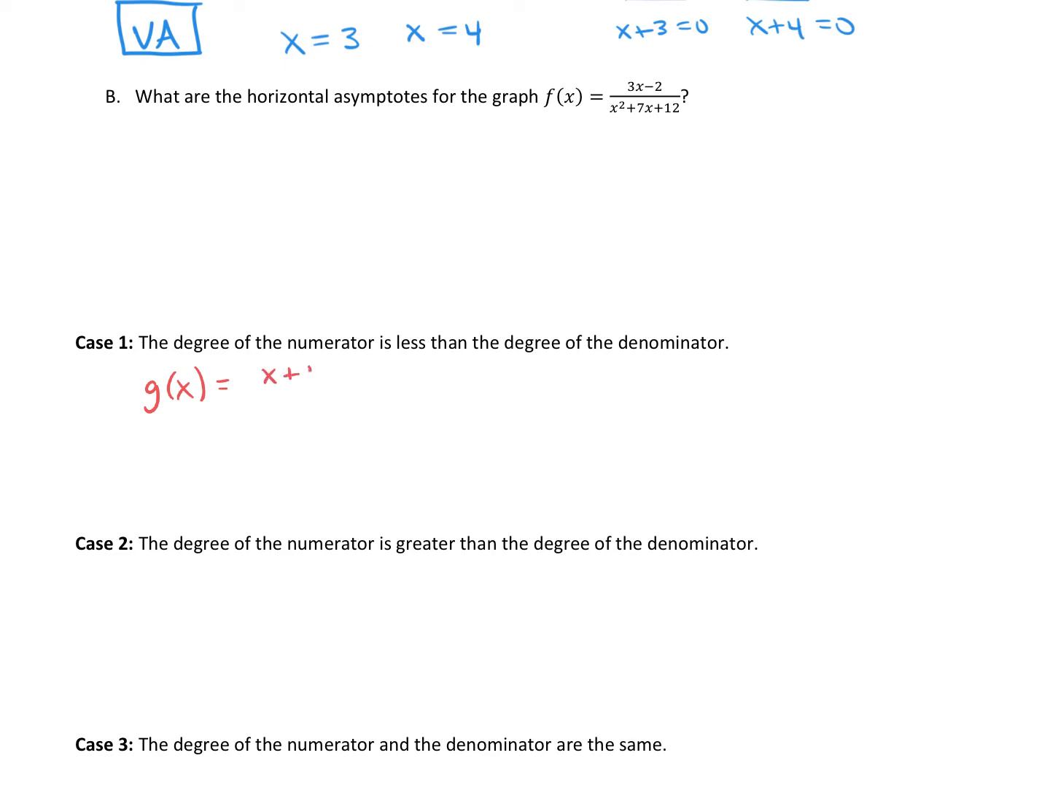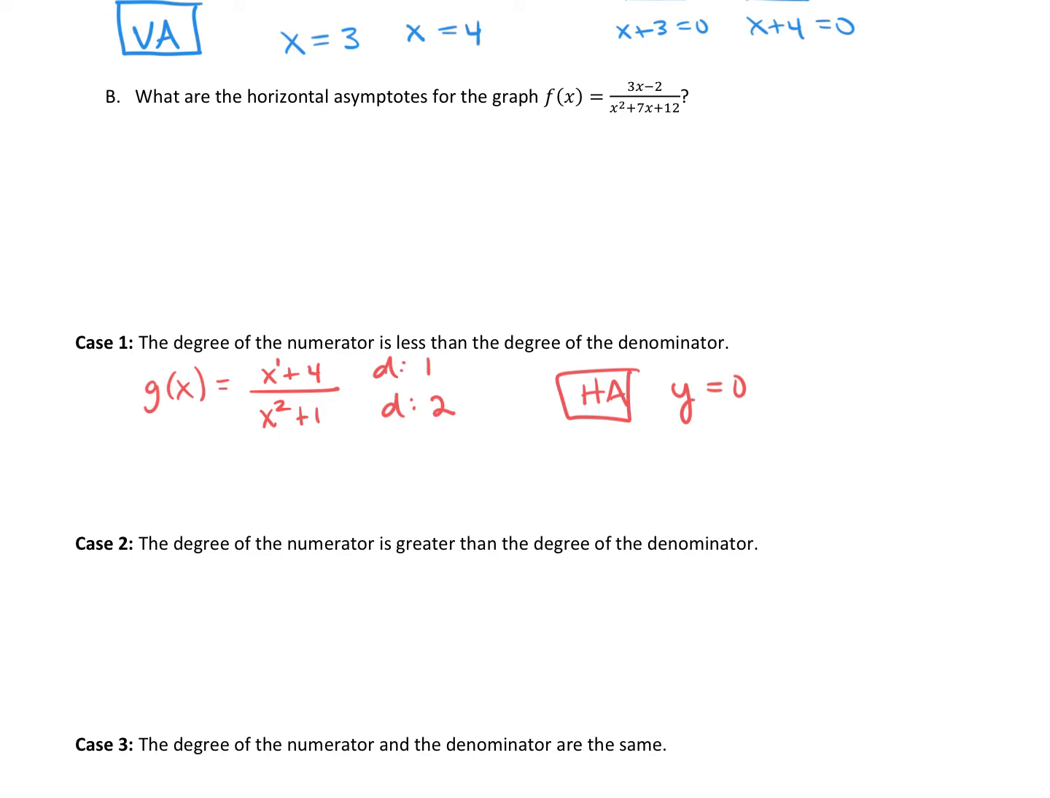If we have the polynomial x plus 4 divided by the polynomial x squared plus 1, we want to identify the degree of the numerator and the degree of the denominator. So the degree of the numerator is 1, because that's an x to the first power. The degree of the denominator is 2. So when the degree of the numerator is less than the degree of the denominator, so the denominator will have the bigger degree, we have an automatic horizontal asymptote at y equal to 0 every time. All right, so that's one case.